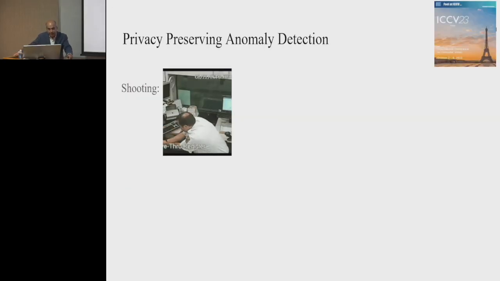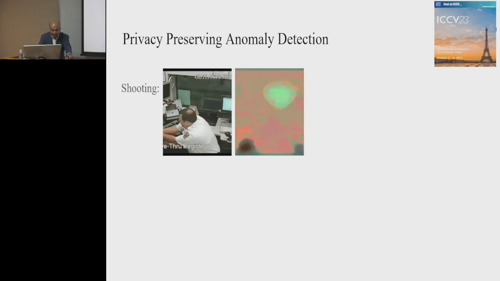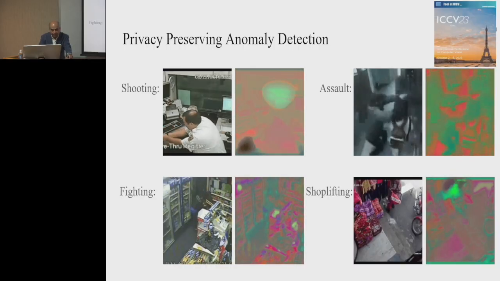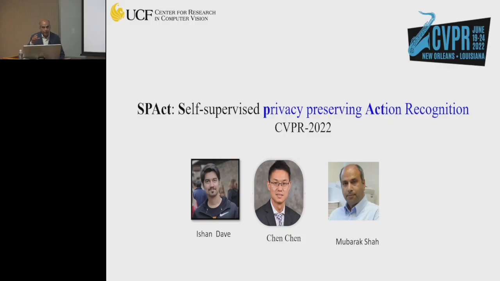We actually extended this method in a paper at ICCV. We want to apply this method to anomaly detection. Suppose here, as you see, a person is shooting. We want to recognize the shooting action, but we don't have to know who is shooting or where the action occurs. This is the anonymization output from our method. And this is assault, this is fighting, shoplifting and so on. That's the first piece, where we want to preserve privacy and maintain the performance of action classification.